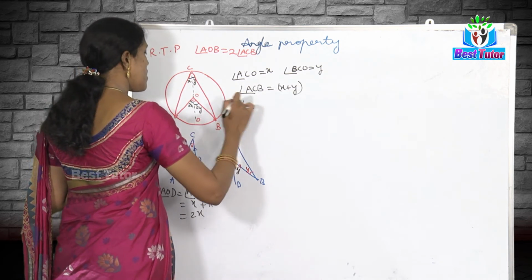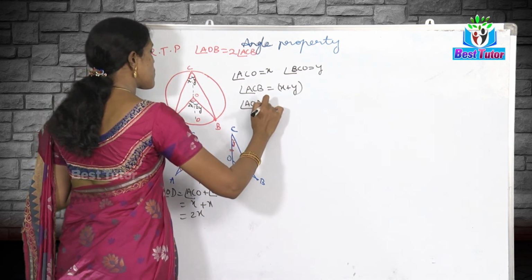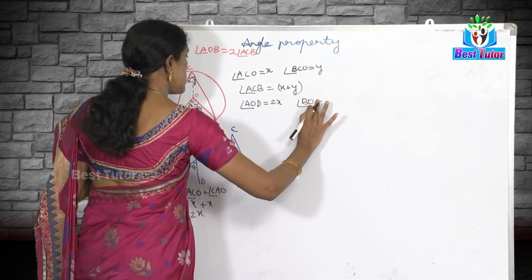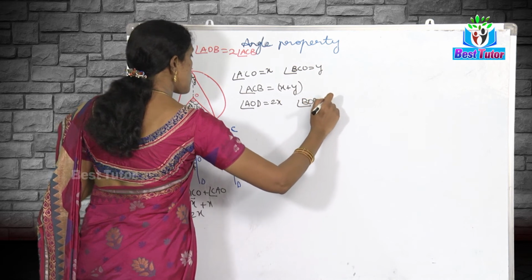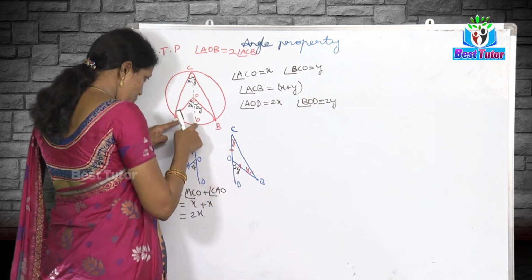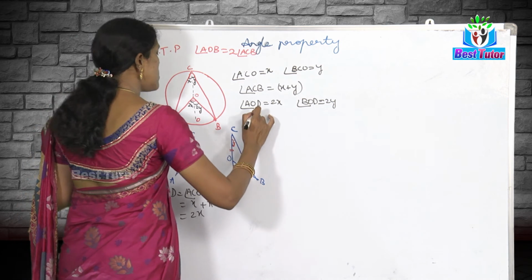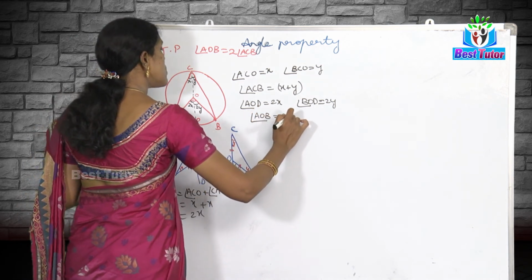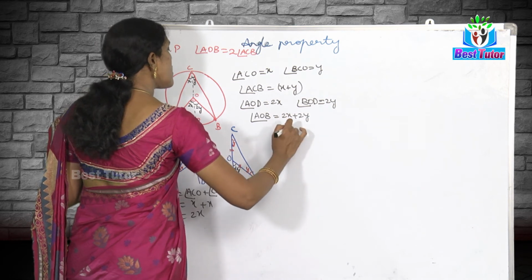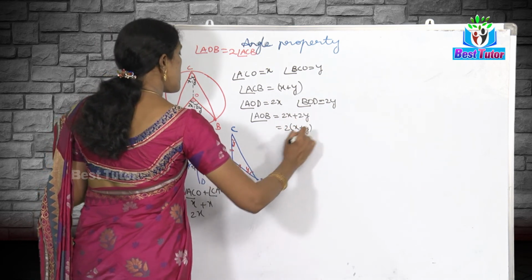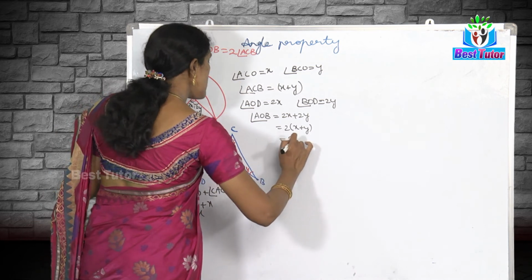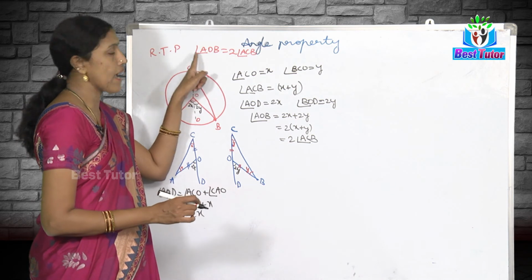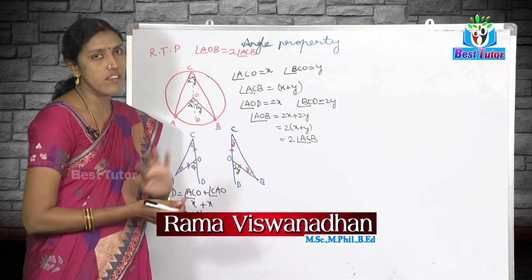Now similarly here, angle AOD is equal to 2x, angle BOD is equal to 2y. Now this is 2x, this is 2y, so the total angle is going to be 2x plus 2y. Angle AOB is equal to 2x plus 2y, or 2 into x plus y. But x plus y is nothing but angle ACB. Hence we have proved that angle AOB is equal to 2 times angle ACB.